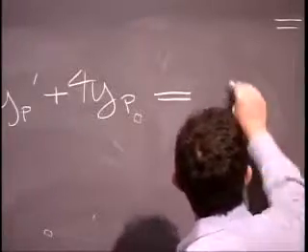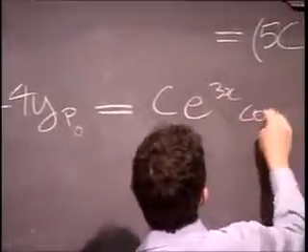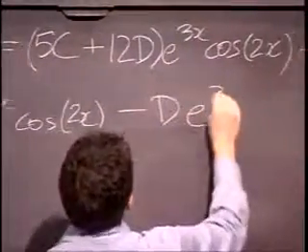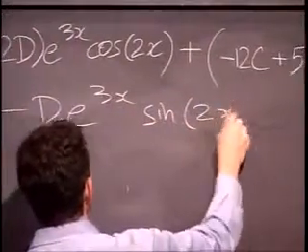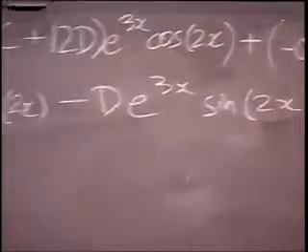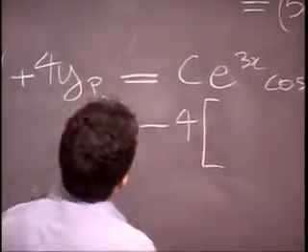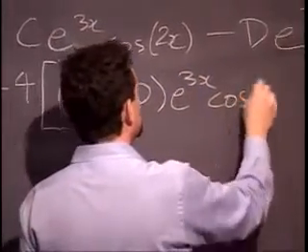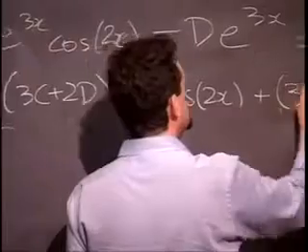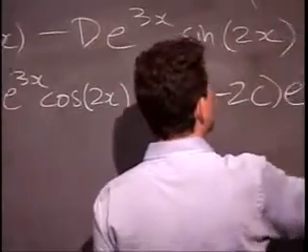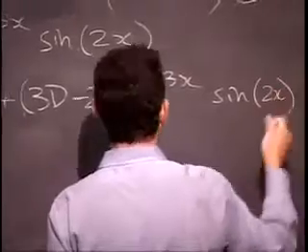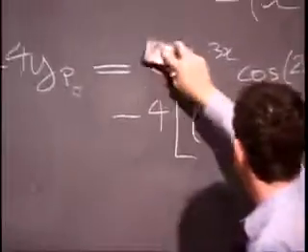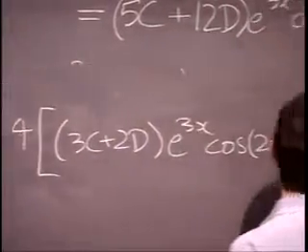Okay, so yp is c e to the 3x cosine 2x minus d e to the 3x sine 2x. Okay, minus 4 times the derivative, 3c plus 2d e to the 3x cosine 2x plus 3d minus 2c e to the 3x sine 2x. I've got this wrong. The top line is supposed to be the second derivative.